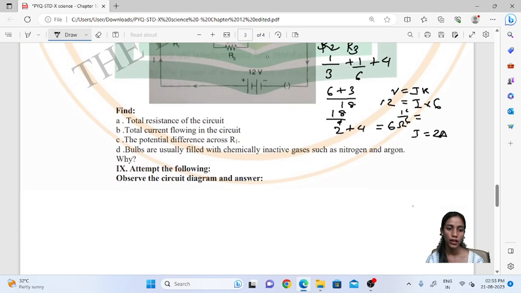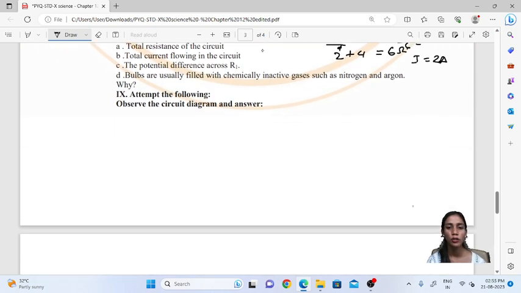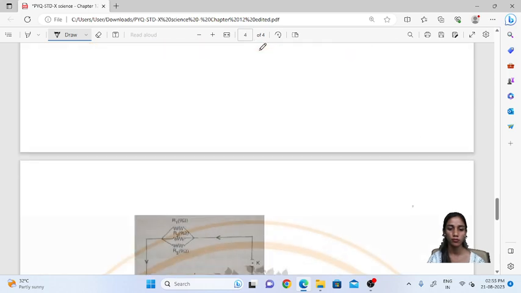Okay, next question is, bulbs are usually filled with chemically inactive gases such as nitrogen and argon. Why is it so? We know that it is to increase the life of the filament.